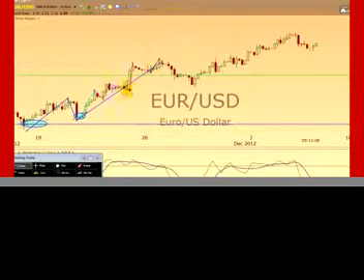A, B, C. 1, 2, 3. This is the second wave from here to this level. You can see that it has been divided into 1, 2, 3. It's a correction. When we count 1, 2, 3, that's a correction.